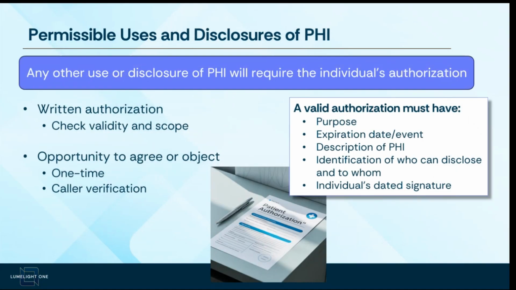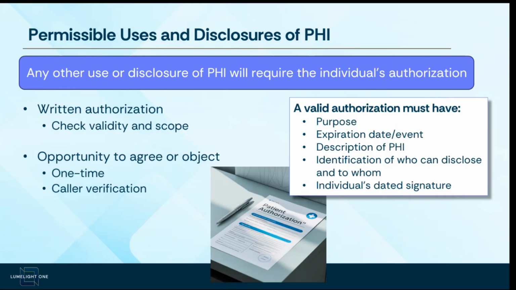Outside of the three categories that we just discussed, any other use or disclosure of PHI will be permissible only if the individual's authorization is given. Authorization for use or disclosure of PHI can be written, and there are two key elements to pay attention to when relying on written authorization. One is validity. There are specific rules around what an authorization must contain, and there are certain elements that must be present in order for there to be a valid authorization, including a specifically stated purpose for the authorization, an expiration date of the authorization, and a statement that the individual has the right to revoke their authorization.